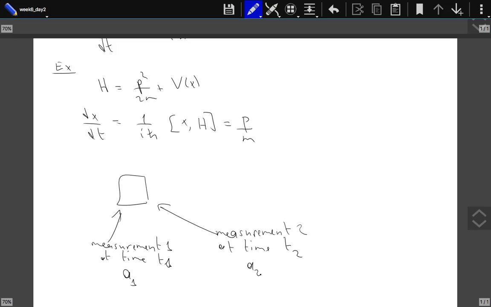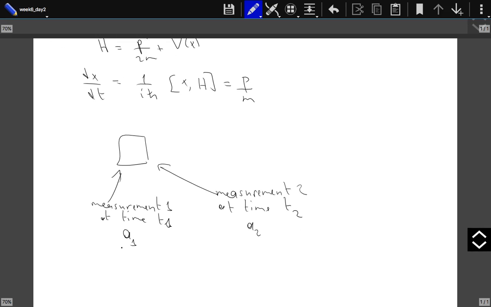If T2 is right after T1, yes. But that is in the limit. T2 goes to T1, A2 should be equal to A1. That's what we call the compatible observation. This is not a compatible observation. For a measurement to have any sense, this is what we expect.